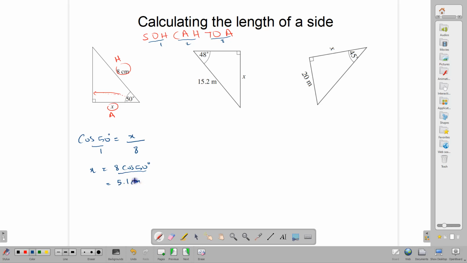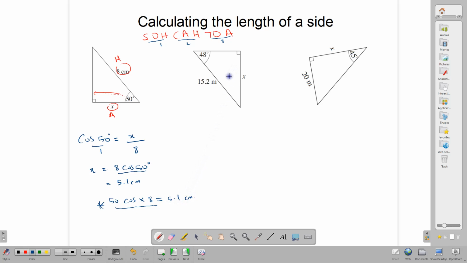We're going to write them to one decimal place, in centimeters. If the word does not come up on your calculator when you press cos, then to get your answer, you should write 50 cosine times 8 equal, and that usually gives you your answer. But if when you press cos, the word cos comes up, then you should write it directly as this. If the word cos doesn't come up, you should write it in this form. Either way, you should get your 5.1 centimeters.